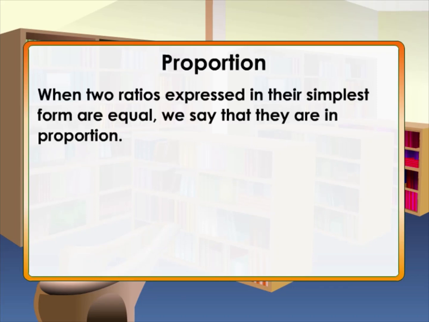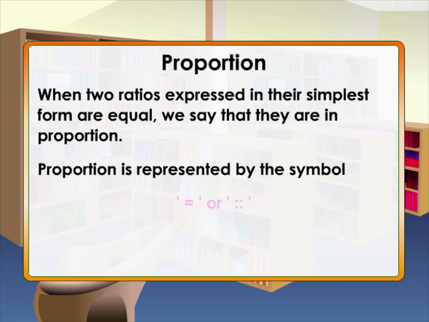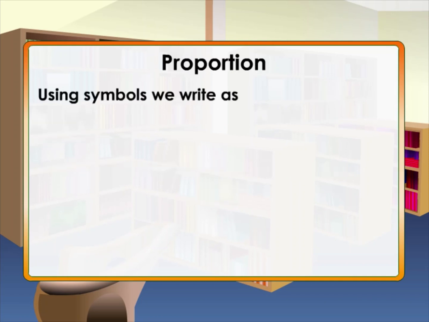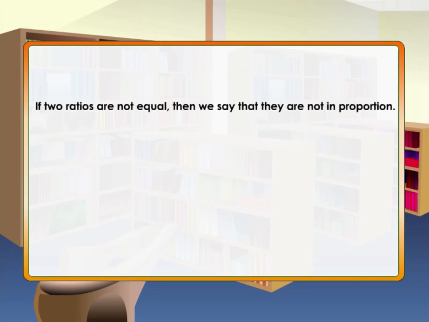Proportion. When two ratios, expressed in their simplest form, are equal, we say that they are in proportion. Proportion is represented by the symbol double colon or equal to. If the ratio A is to B is equal to the ratio C is to D, then A, B, C and D are said to be in proportion. Using symbols, we read it as A is to B equal to C is to D, or A is to B as C is to D. If two ratios are not equal, then we say that they are not in proportion.